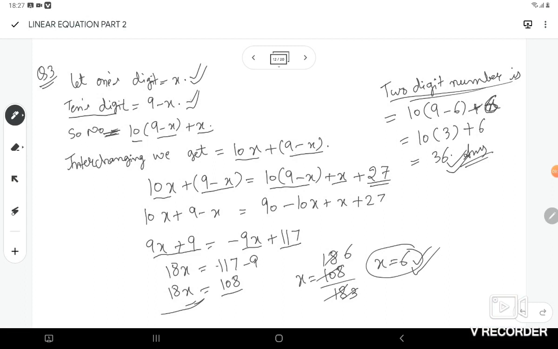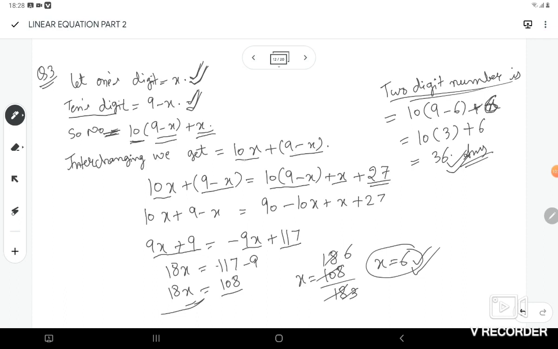Now the next question says the sum of the digits of a 2-digit number is 9. So let the digit at the ones place be equal to x. The digit at the tens place would be equal to 9 minus x, and the number would be equal to 10 times the digit at the tens place plus the digit at the ones place, that is 10 times in bracket 9 minus x plus x. Now the question says when we interchange the digits, the resulting new number is greater than the original number by 27.